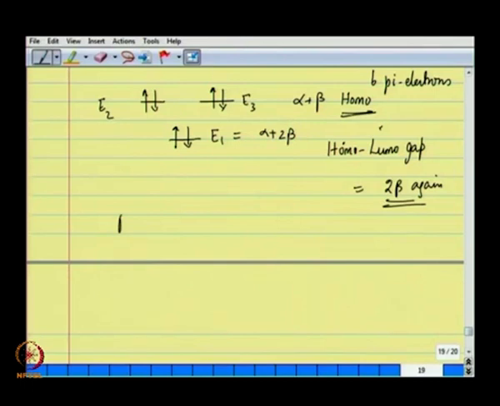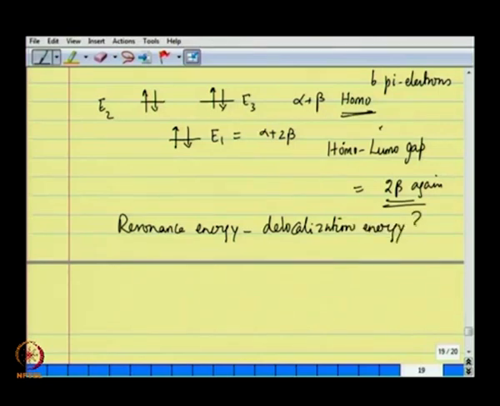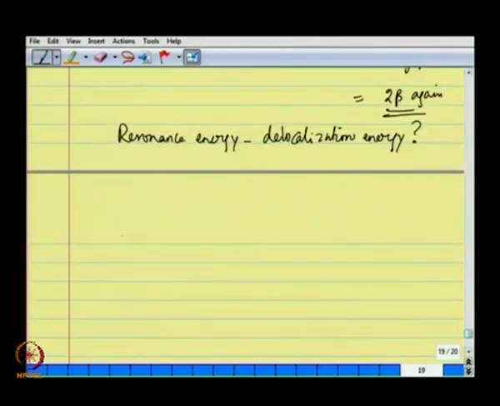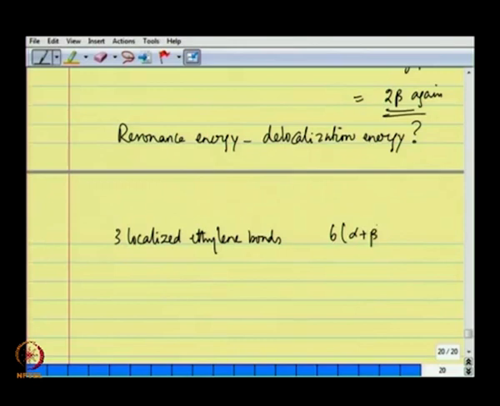What is the resonance energy or delocalization energy? The difference between the energies of the 6 electrons in benzene and the energies of the 6 electrons, assuming that the double bonds are localized. So, if you calculate that, in the case of ethylene, if you remember, the 3 localized ethylene bonds is going to give you 6 times alpha plus beta.